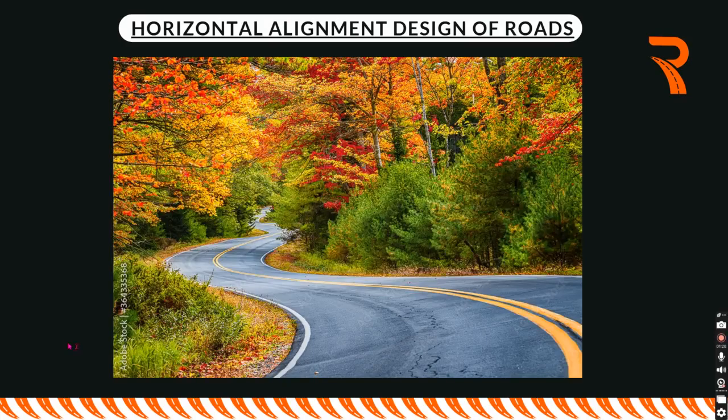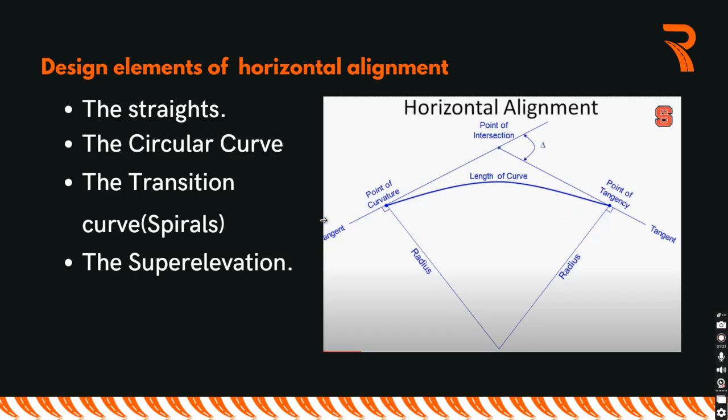So today, let us go through the specific details that are going to help us understand horizontal alignment even better. The first thing that you need to understand is that when you're designing a road project, there are some design elements that you need to have in mind when it comes to horizontal alignment. The first one is called the straight. In this diagram, it is referred to as the tangent. It is the straight sections of the road. Any project must have some straight sections.